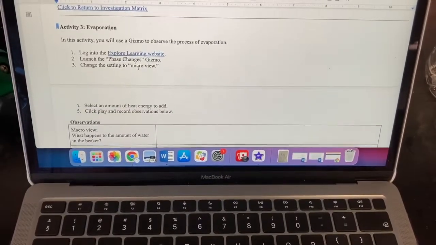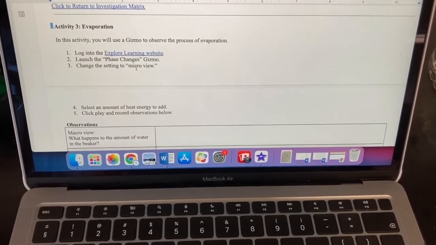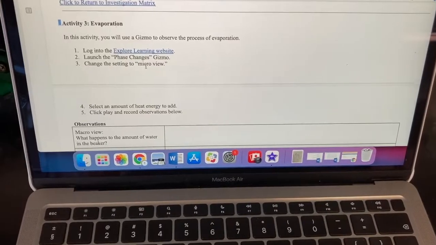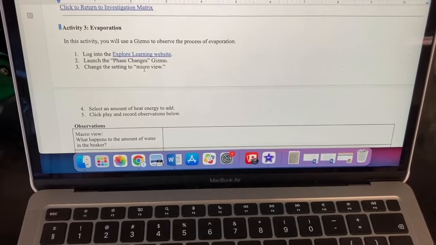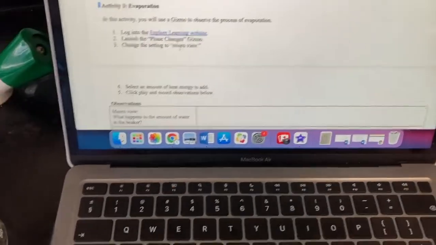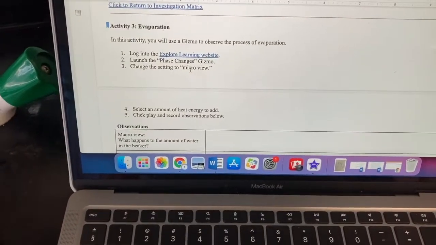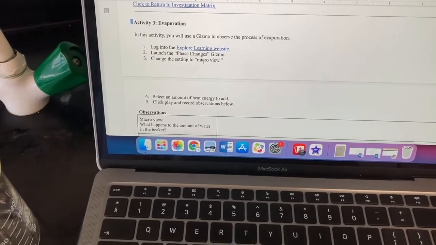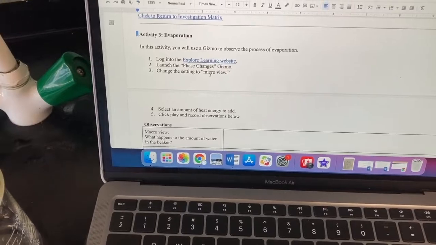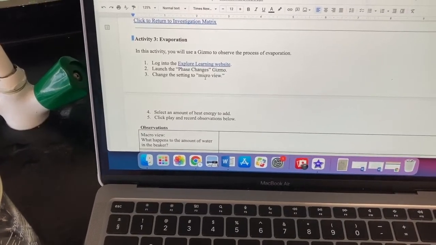Okay, activity 3 is about evaporation. You're gonna use a gizmo to observe the process of evaporation. You should have an account. If you don't, I will give you information about how to create one. But you'll log into the website and you'll go to the phase changes gizmo. You might have to scroll down to find it. They're organized by topic, and so it would be under the thermal energy topic.